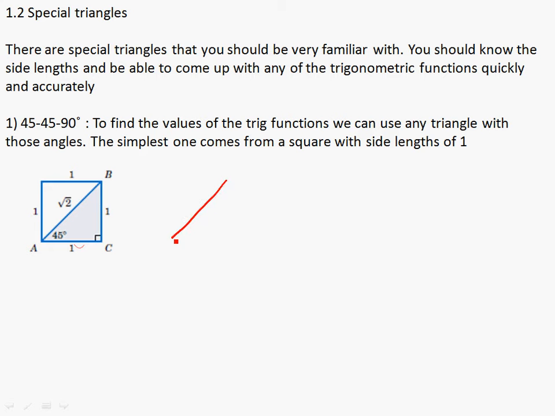Now, where did the square root of 2 come from? Right, so 1 squared plus 1 squared is the hypotenuse squared, and then taking the square root of that, C would be the square root of 2. Okay.